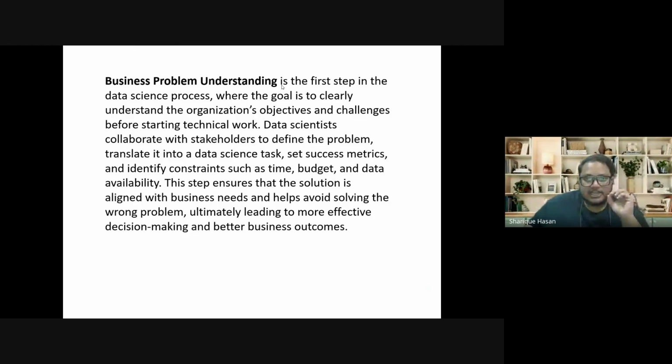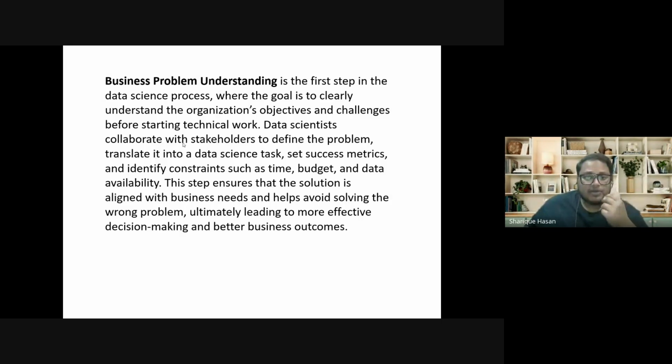Business problem understanding is the first step in the data science process, where the goal is to clearly understand the organization's objective and challenges before starting the technical work, which I've just explained in the last couple of minutes. The first two or three lines explain just that: understanding the problem, our objective, and the challenges we are facing before starting technical work, before starting our data cleaning or data aggregation process.